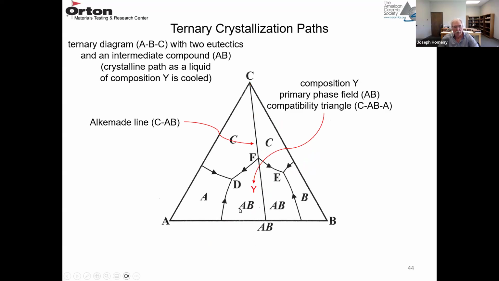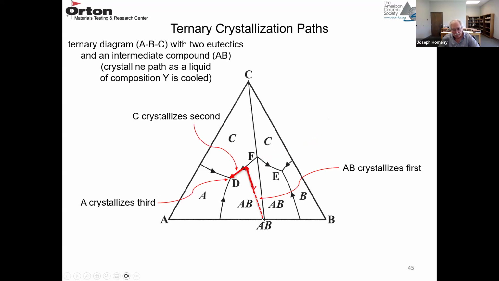Same phase diagram, but now we moved our composition to Y. We have our same Alkemade line, C-AB, and then composition Y is now in the primary phase field of AB. So AB is going to crystallize out first, but it's in the compatibility triangle C, AB, and A. So we have to end up with those three phases when we complete the crystallization. So that's C, A, and AB. We know we're going to end up at point D, that eutectic.